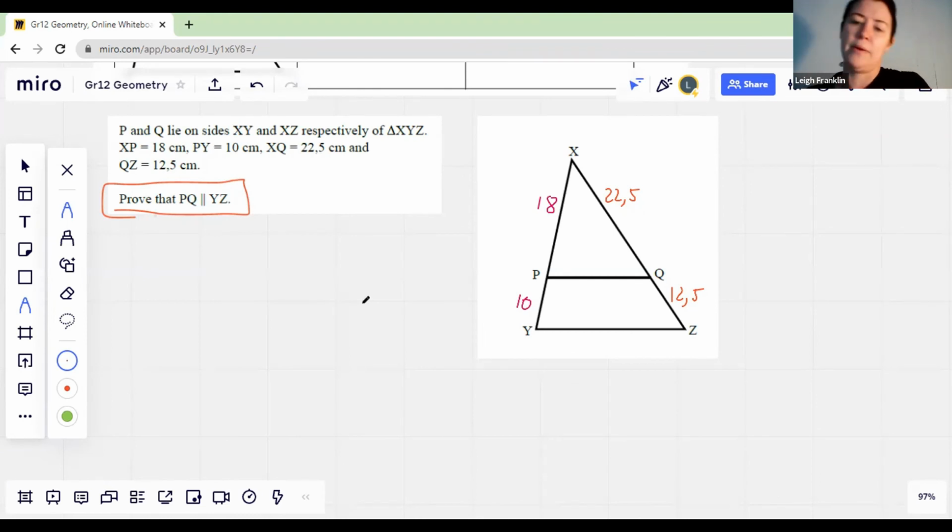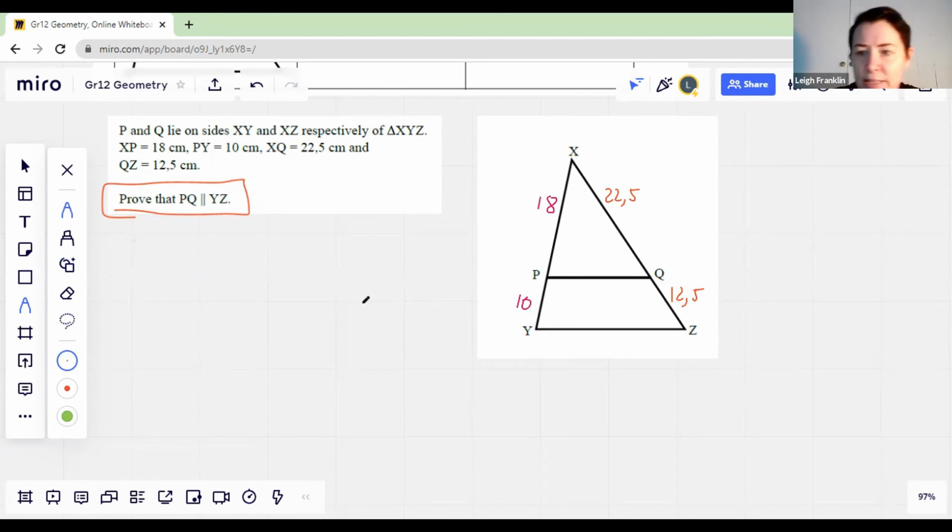What are the major hints that they are dropping? They are telling us the lengths of the sides. In other words, they are giving us the information we need to work out what XP over PY is, and what XQ over QZ is. If we can work out those two ratios and they are equal to one another, we are allowed to conclude that line PQ has cut sides XY and XZ into the same proportions, and hence PQ is parallel to YZ. Does that make sense? Yes, ma'am. But we're not allowed to assume it. We can't assume what we're trying to prove.